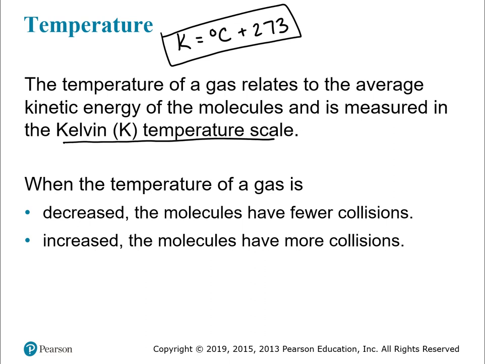When the temperature of a gas is decreased, the molecules have fewer collisions. And that makes sense. If you have less energy, which a decrease in your Kelvin temperature means less kinetic energy, then you're not going to be moving around the same and you're not going to have as many collisions. If you increase the temperature, however, that means you're increasing the average kinetic energy of the molecules. So you're going to have more collisions because everything is moving around more.